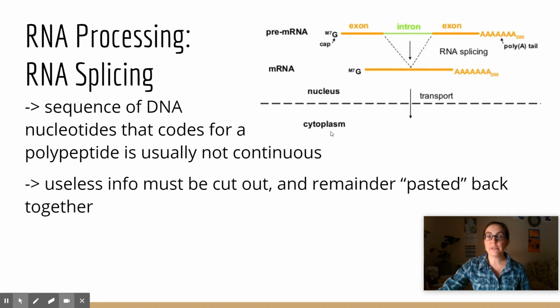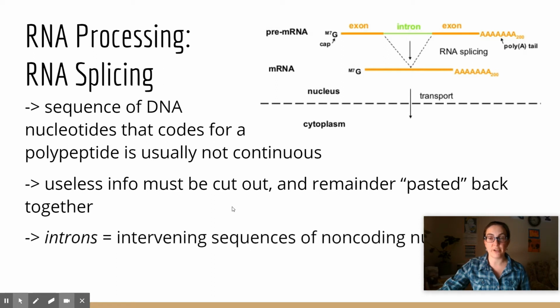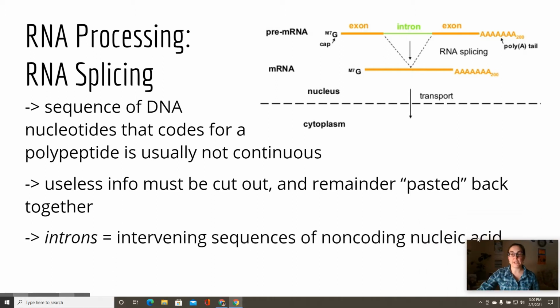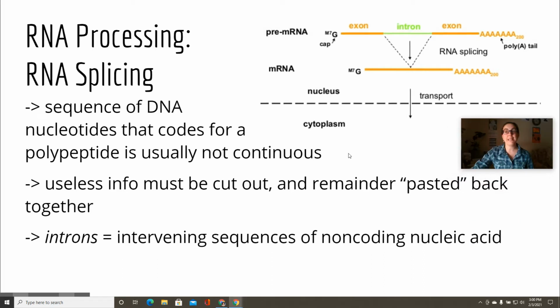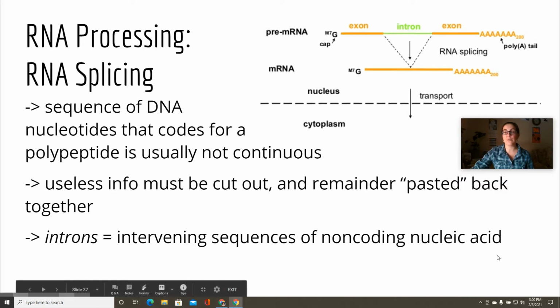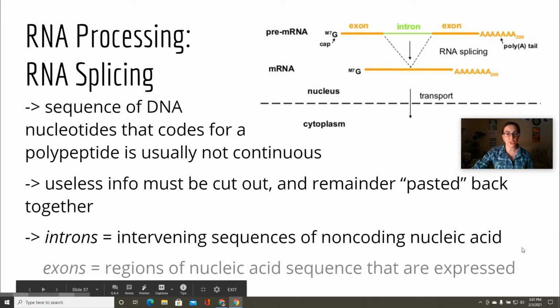The sequence of nucleotides that codes for the actual polypeptide is usually not just a continuous row. The useless information has to be cut out, and the rest is kind of glued back together. The introns are the parts that are in between. They're things that do not code for information. The part that is expressed are the exons. So think exons are what exit the nucleus and then are expressed in the protein.